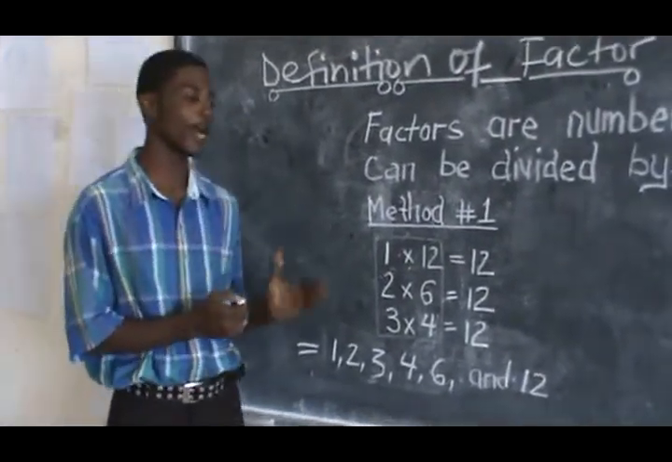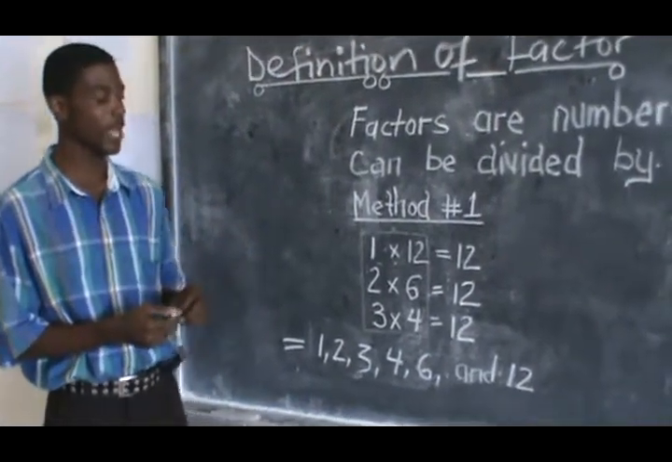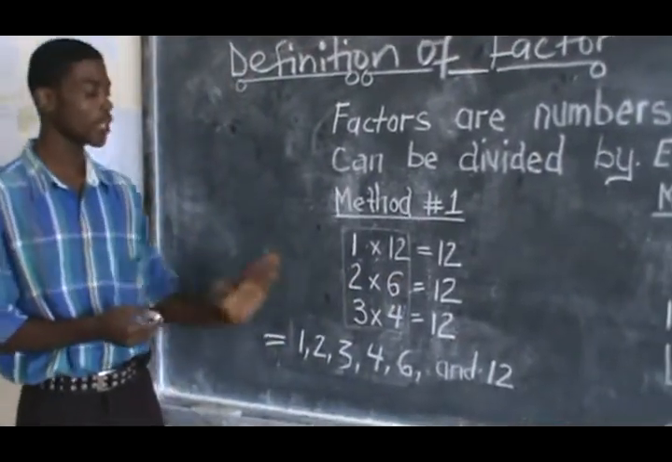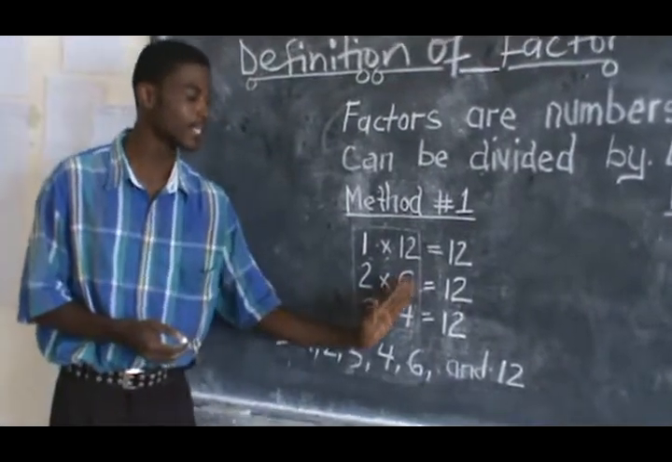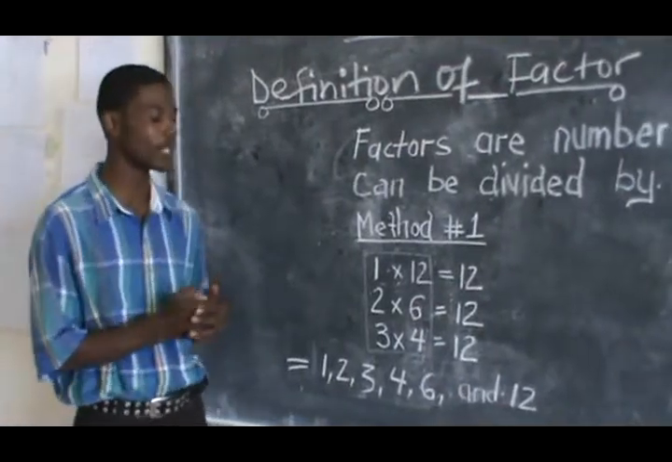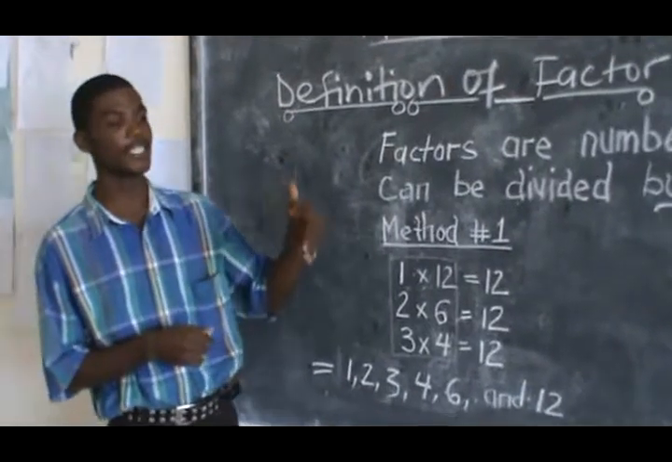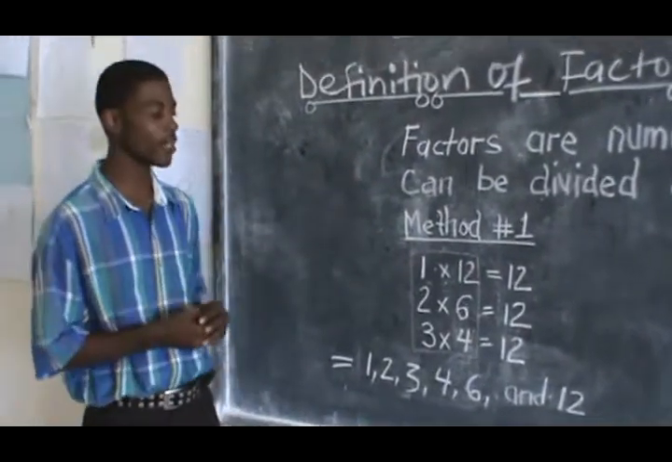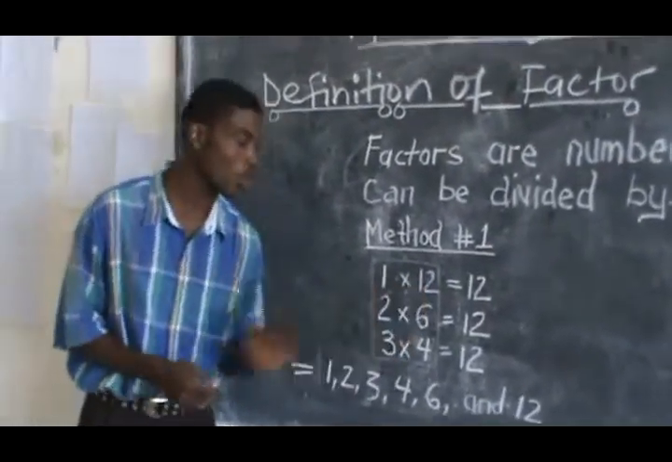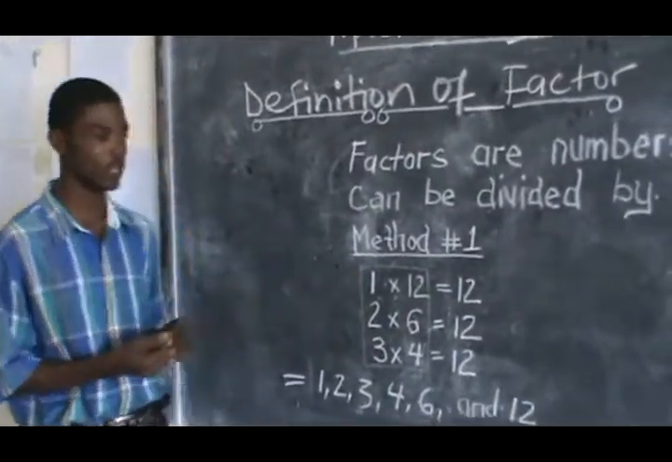5 cannot be multiplied by another number to give 12. We go on to 6. 6 can be multiplied by a number to give 12. But we found out that 6 is already here. And 2 times 6 is the same as 6 times 2. So we move on to 7. 7 cannot be multiplied by another number to give 12. Likewise, 8, 9, 10, 11. And 12 itself can be multiplied by a number to give 12. But we find out that 12 is already on the board. And 1 times 12 is the same as 12 times 1.